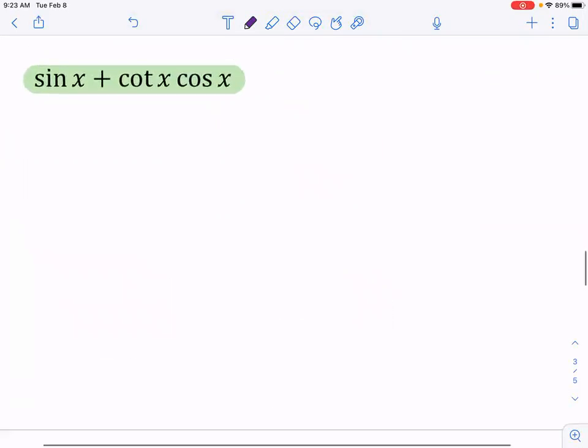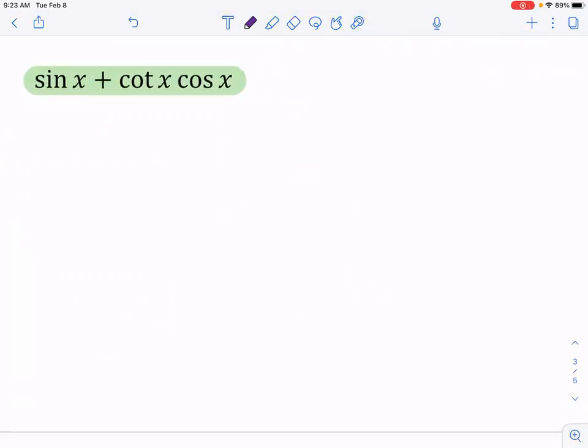All right. Sine of x plus cotangent of x times cosine of x. What about cotangent? Well, there's probably something with it. Sine and cosine, they're pretty basic, but cotangent's not so basic, right? Cotangent is the same as cosine over sine.